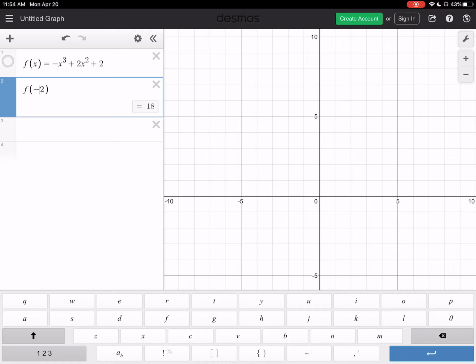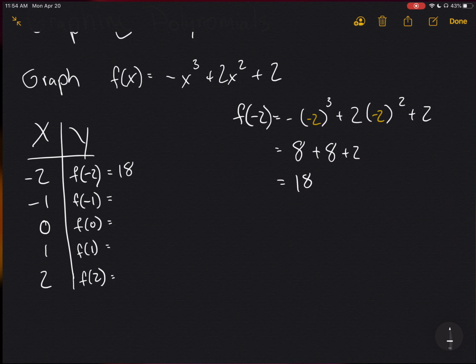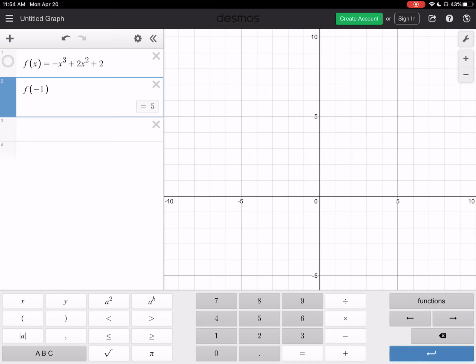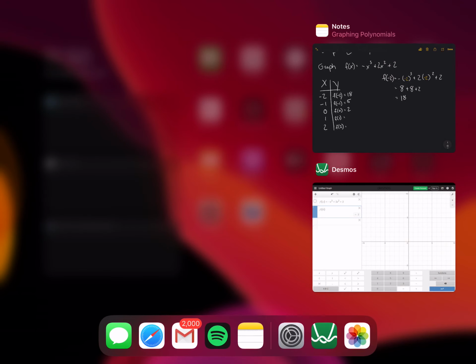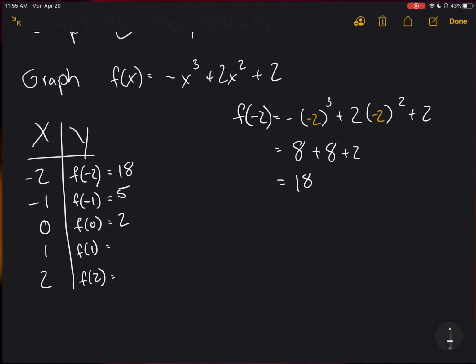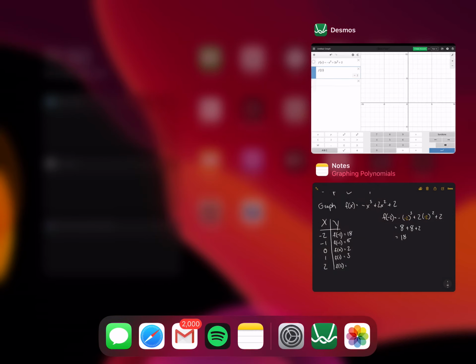So let's instead try -1. I get out 5, so I'll write that down. If I plug in 0, I'm going to get out 2. And the reason I know that is because 0 will zero out the x cubed and the x squared, which will just leave us with 2. If I plug in 1, that'll give me out 3. And if I plug in 2, I'm going to get out 2.